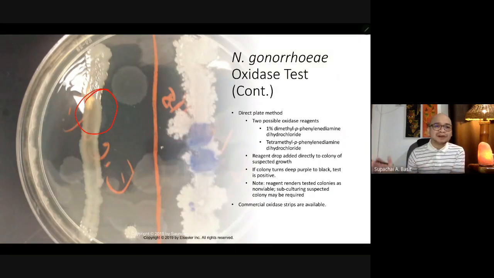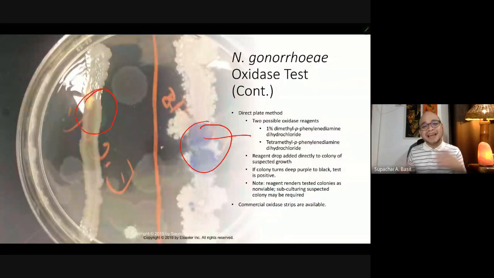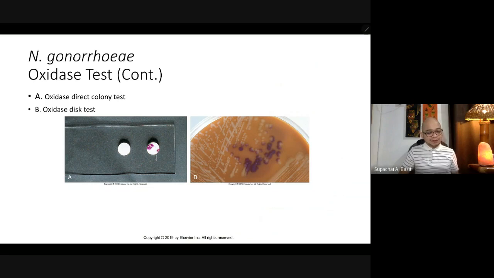So what's the principle of the oxidase test? The reagent renders tested colonies non-viable, so subculturing suspected colonies may be required. So when you add the oxidase reagent, the bacteria will die. So before you add the oxidase reagent, you must subculture first so that you still have the live specimen. Again, the oxidase test can be performed either on the disc or on the colony itself.